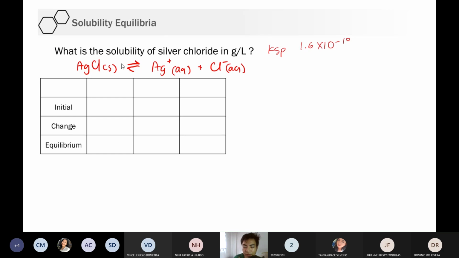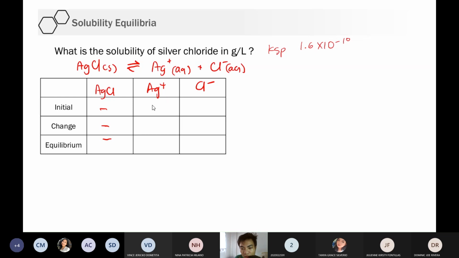Okay, so since we have an equilibrium equation, as usual, we're going to construct the ICE table. So on the left, you have AgCl, Ag plus, and then Cl minus on the right now. As I told you last time, species in solid form are not ought to be written sa ICE table. That's why we will leave this column blank. Okay? Bakit iba-blank natin to? Kasi solid yung silver chloride na. So, lalagyan lang natin ng info ay yung nasa right side.